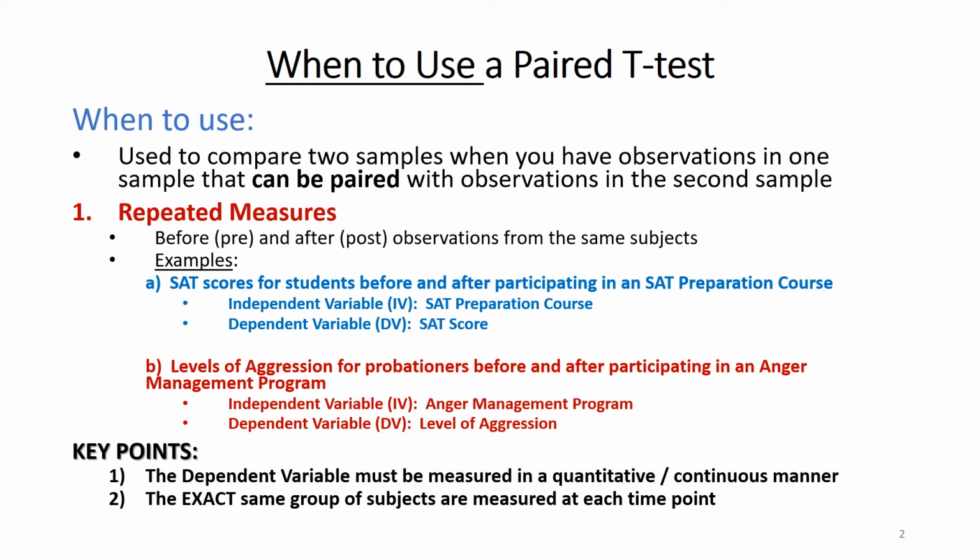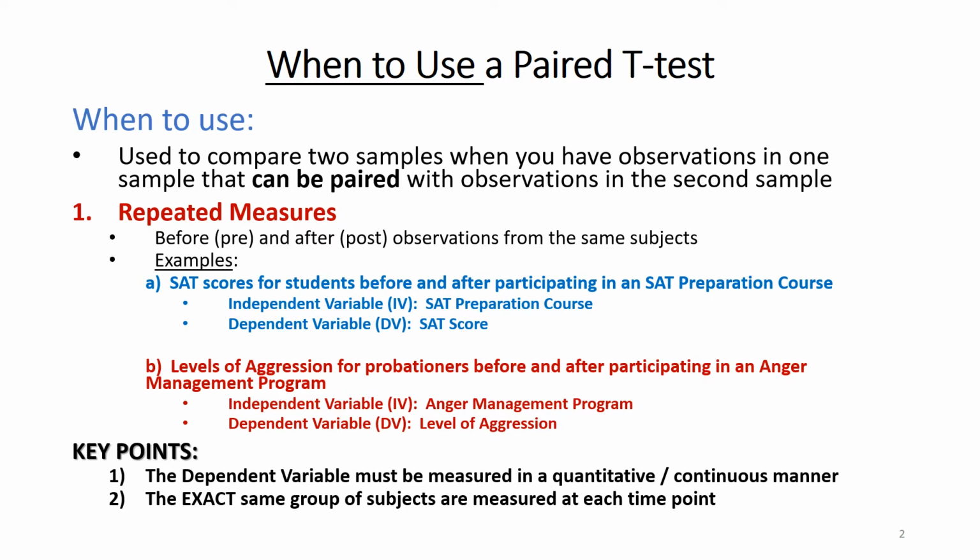So in both of these, both the SAT example as well as the anger management example, you'll notice that the independent variable is the intervention. It's the thing that we throw into it, the experimental idea that is introduced to these individuals. The dependent variable is this continuous outcome variable that we measure at 2 points in time.